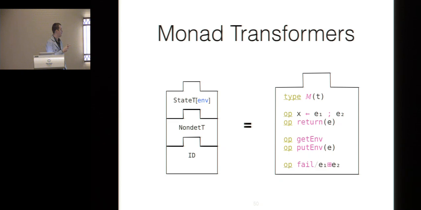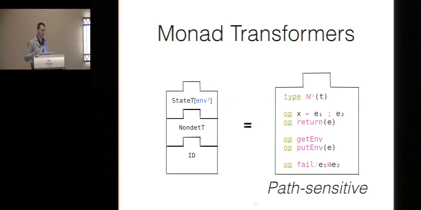Now, the monadic abstract interpreter we needed required an abstract monad. And this is also very easy to do. We just carry around a piece of abstract environment. And this is all we need to plug into our monadic abstract interpreter. And this monad right here, if we plug it in, this will give you a path-sensitive analysis and state space for the abstract interpreter.